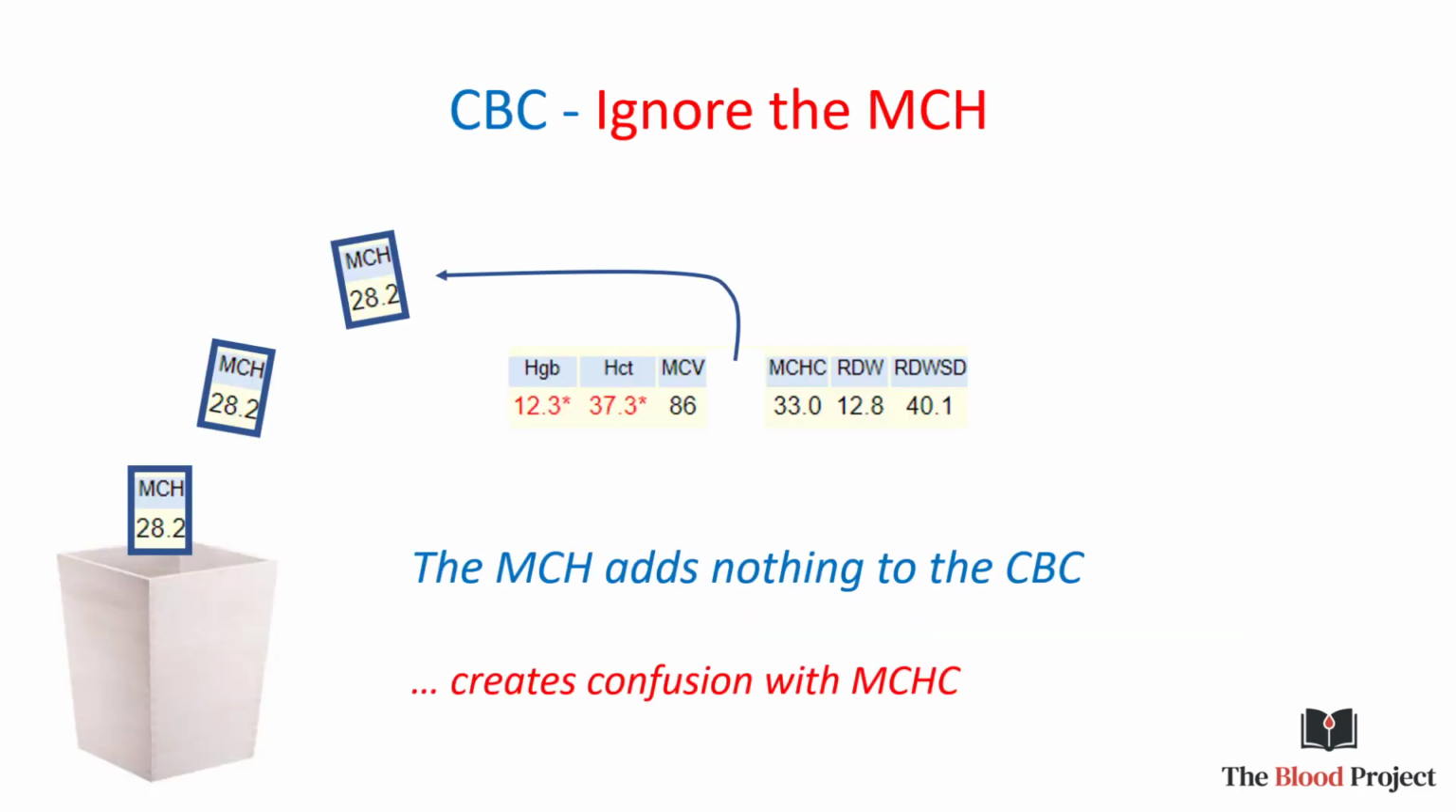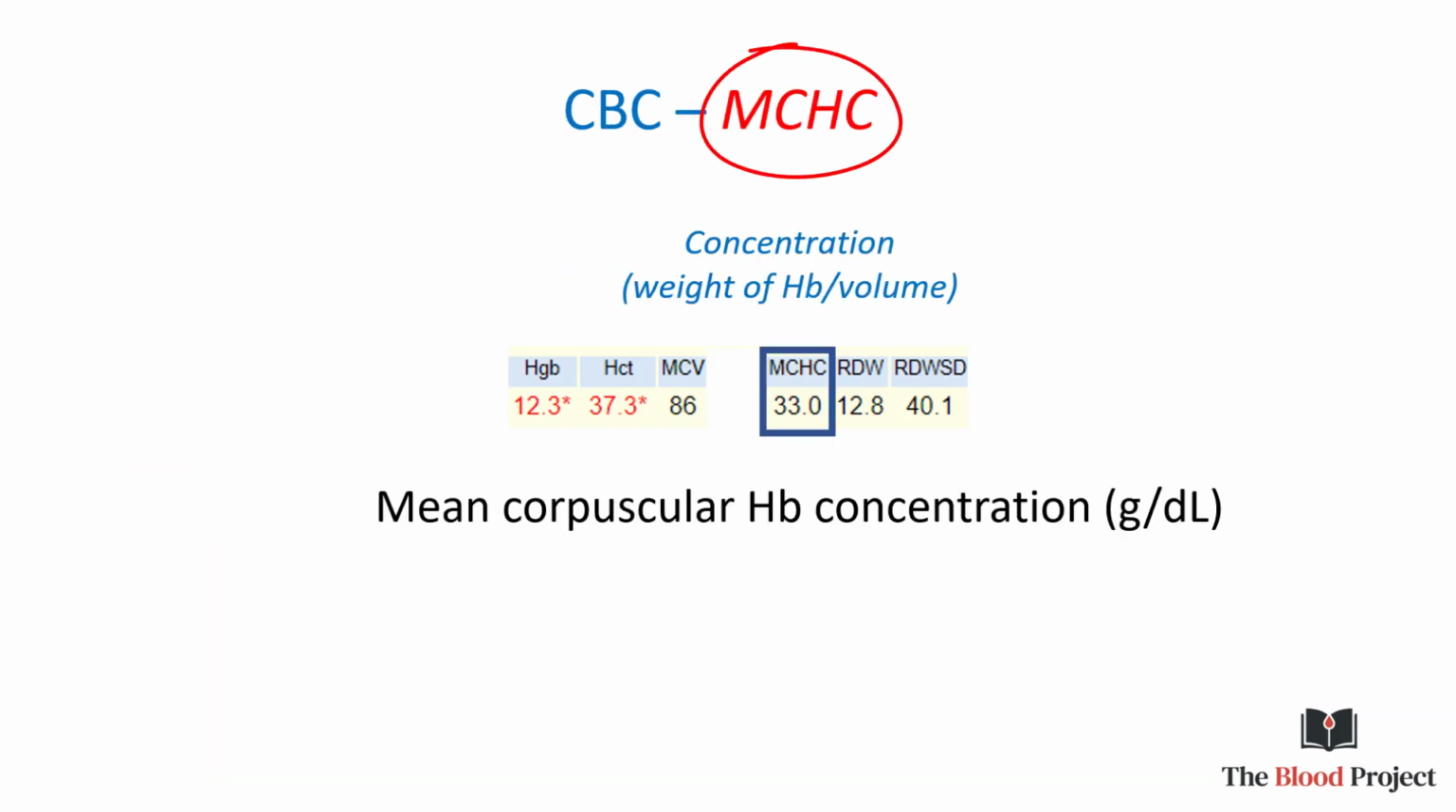But for us mere mortals, the MCH really doesn't add anything in daily practice. It does not tell us anything that we can't glean from the MCV or the MCHC. And it's nowhere to be found on algorithms for the diagnosis of anemia. In fact, we can safely ignore it altogether. It's nothing more than a distraction, and if anything creates unnecessary confusion with the MCHC, which is a vital red cell index.